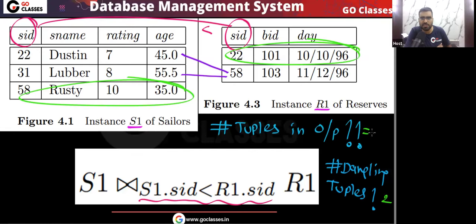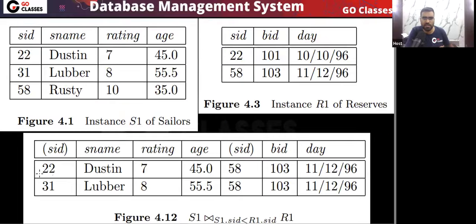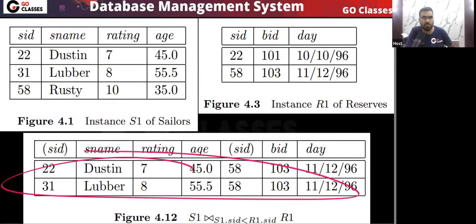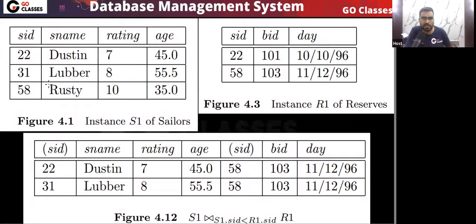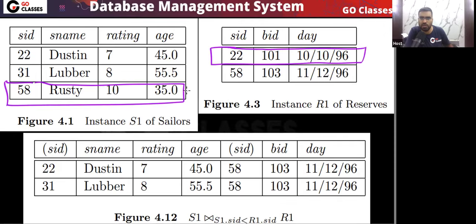Okay, and how many tuples in the output? That will be 2. Yes or no? So 2 tuples in the output and number of dangling tuples is also 2. So very simple. You can easily see these are the 2 tuples in the output. And I can say that these are the dangling tuples. These two are dangling tuples. So two dangling tuples are there.